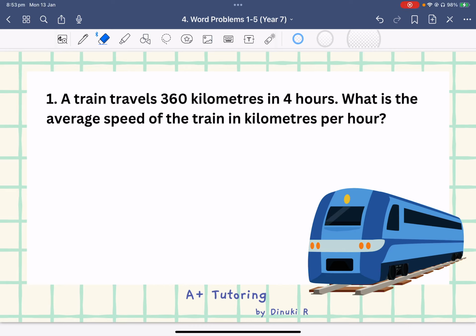Okay, let's have a look at the first question. With any word problem, make sure you read the question carefully. So pause the video here and try to understand what's going on in this question.